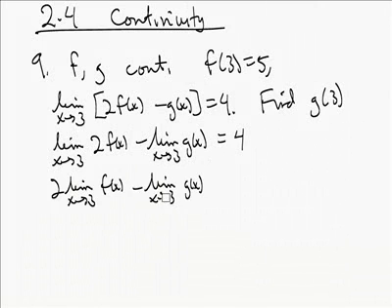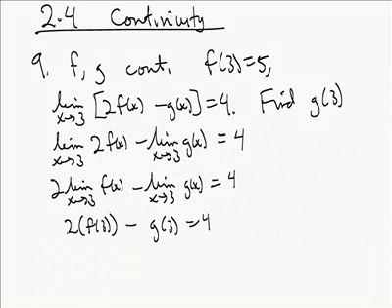All right, and so now what are we going to do? Well, we know that f is continuous, and we're also told that f of 3 is equal to 5. Since f is continuous at 3, the limit as x approaches 3 of f of x is equal to f of 3. So this is 2 times f of 3, minus, well, g is also continuous, and so the limit as x approaches 3 of g of x is equal to just g of 3. And that equals 4. We're given f of 3 is 5, so we have 2 times 5 minus g of 3 is equal to 4.